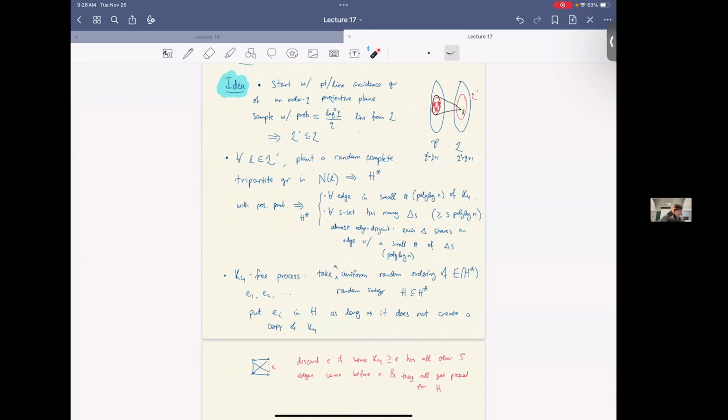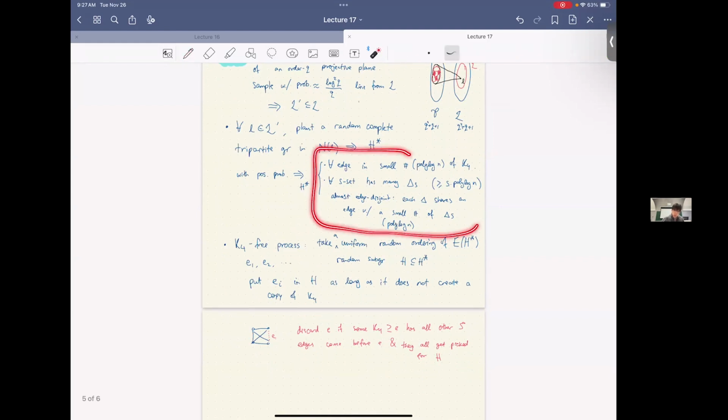Maybe let me mention the very last step, this K4-free process. How we're going to use this property to carry out this K4-free process.